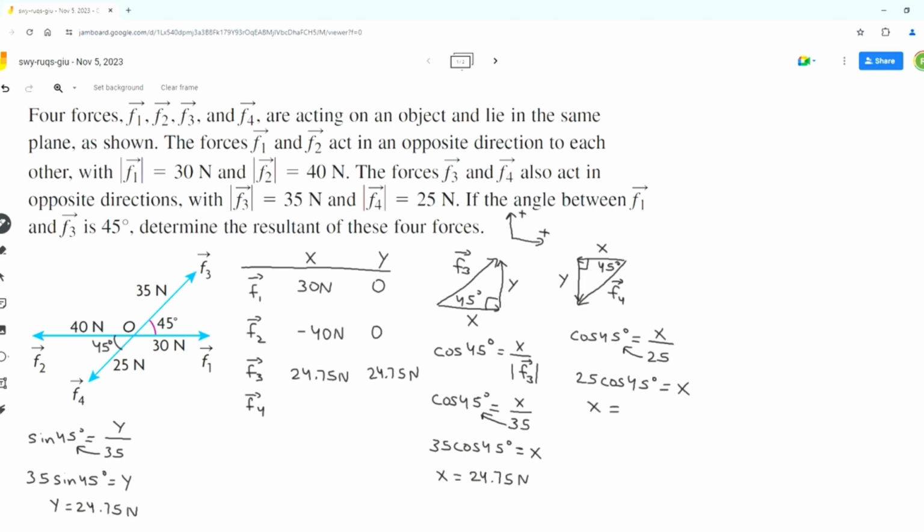So I got 17.68. So this is the magnitude of the X component, but we'll assign a negative sign to it because it is directed to the left side. Now we can calculate the Y component and we'll get the same value for the Y component because cos of 45 is equal to sine of 45 and the magnitude of F4 is the same, and the Y component is also negative.